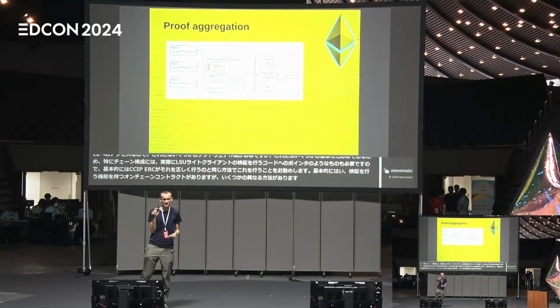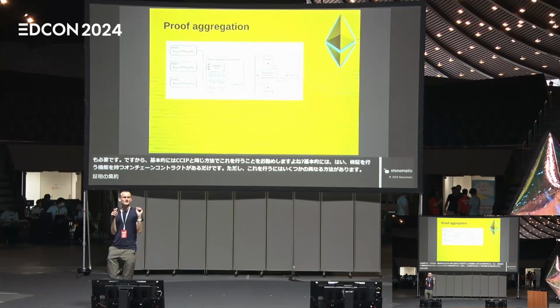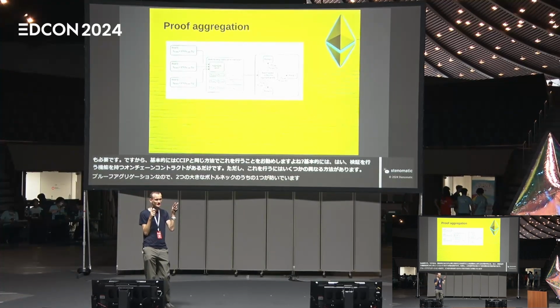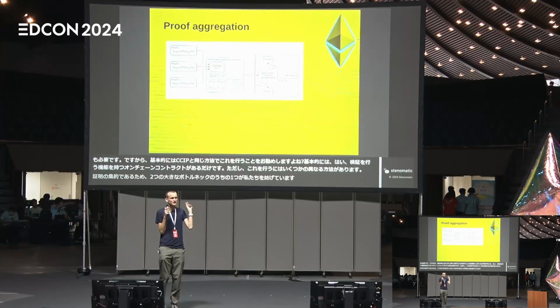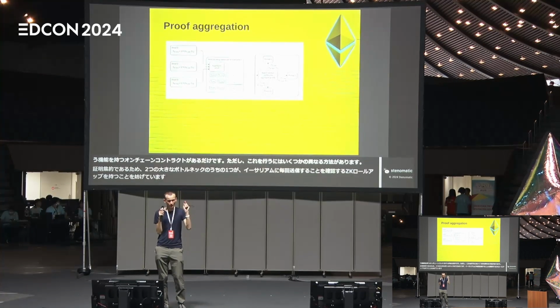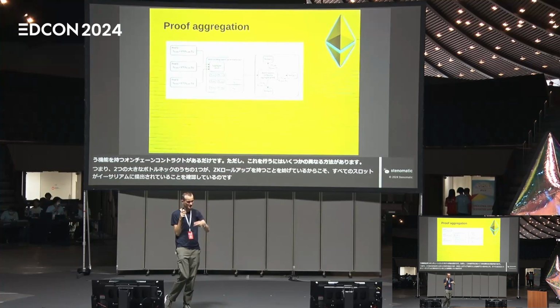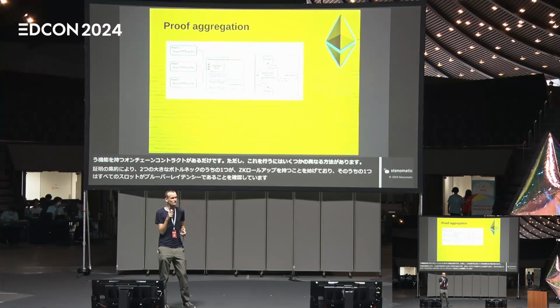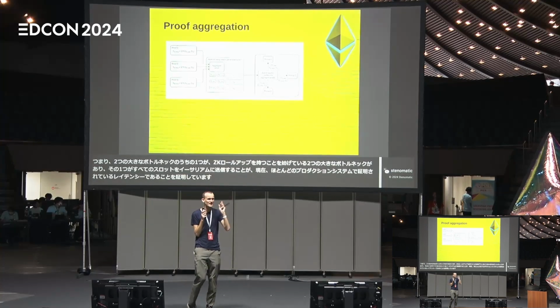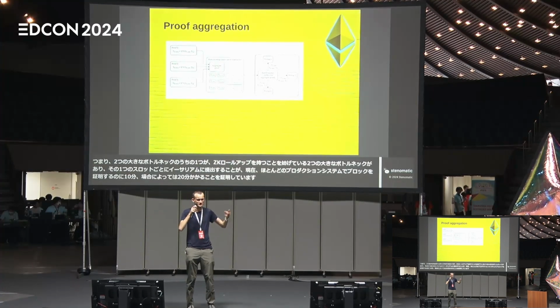Proof aggregation. So there's two big bottlenecks that are preventing us from having ZK rollups that submit to Ethereum every slot. One of them is prover latency, right? Right now, for most of the production systems, proving blocks takes maybe 10 minutes, maybe 20 minutes. It takes some amount of time.